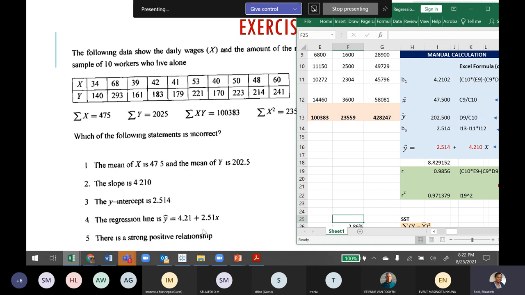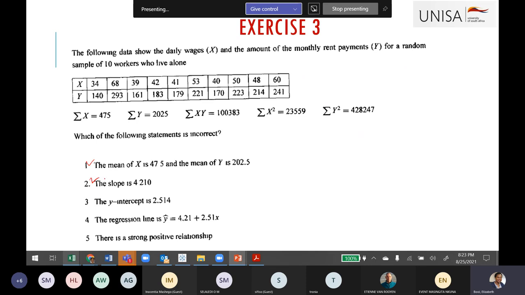Let's see, the formula is incorrect because they swapped your intercept and your slope around. So the incorrect one here is the regression line. And here it says there is a positive relationship. We can just look at the slope. The slope has a positive slope. And if we also look at the regression, we can see that the regression is also positive. So that is also correct. So correct, correct, correct, incorrect, correct.